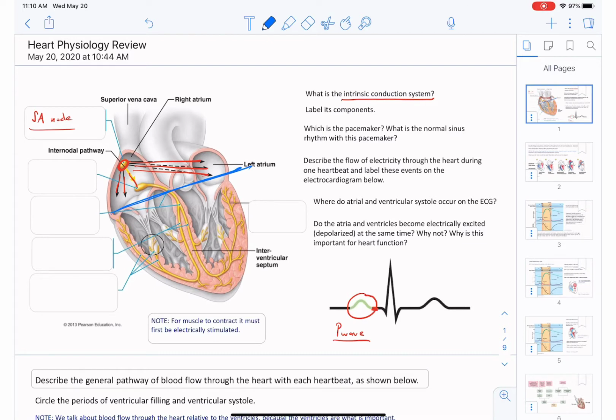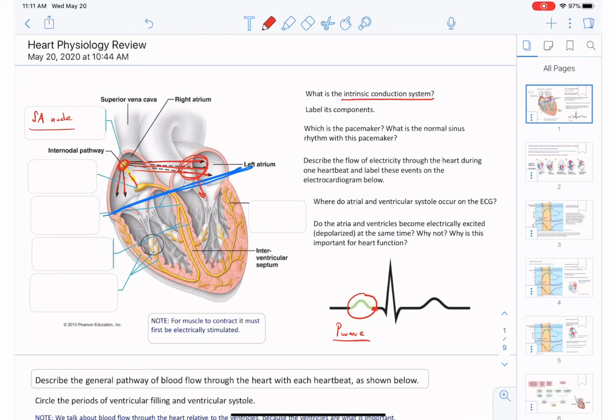Now, that electrical activity that's running all throughout the atria does not stimulate the ventricles. The reason is that there is a fibrous skeleton called the cardiac skeleton that electrically insulates the atria from the ventricles. And again, what that does is it prevents this electrical activity that's spreading through the atria from getting down into the ventricles. We want the atria to become electrically excited and contract before that occurs in the ventricles.